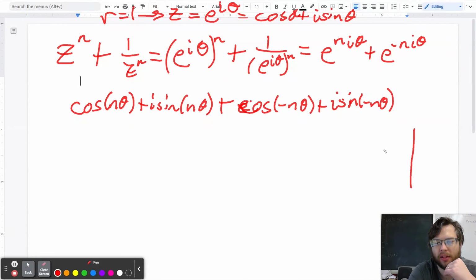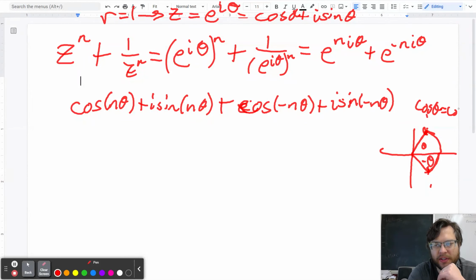Now there's something that you really should know about cosine and sine. You can either do it by looking at their graphs or by thinking about the unit circle. If you rotate an angle of theta in the counterclockwise direction, in the positive direction, and you rotate the same angle in the clockwise direction, the two x values are the same. In other words, the cosine of a positive angle is the same as the cosine of a negative angle. But the two y values are opposites, so that means that the sine of a positive angle is the opposite of the sine of a negative angle.